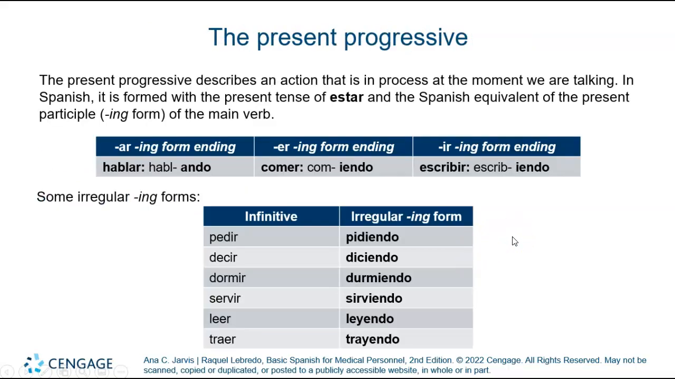Let's talk present progressive. The present progressive is a verb tense that describes an action that is in process in the moment we are talking. So just again, it's present tense, but it's happening. So it's the present progressive because it's in progress. And this is not used for future.